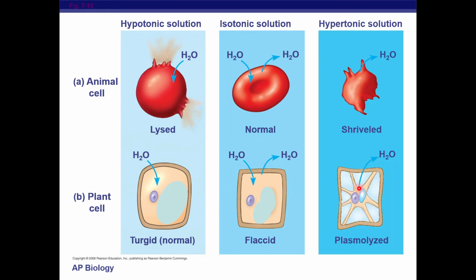Neither cell likes to be in a hypertonic solution. So you put a red blood cell into a solution that has too much solute, and the water is going to be pulled out of that cell, and it's going to cause that cell to shrivel up. Same thing for a plant cell. You put a plant cell into a hypertonic solution. Because the cell itself is hypotonic, the water is going to move out of the cell, and it's going to show plasmolysis.